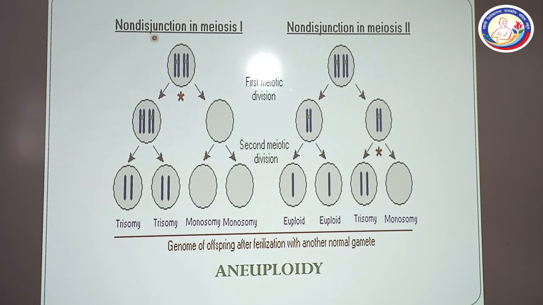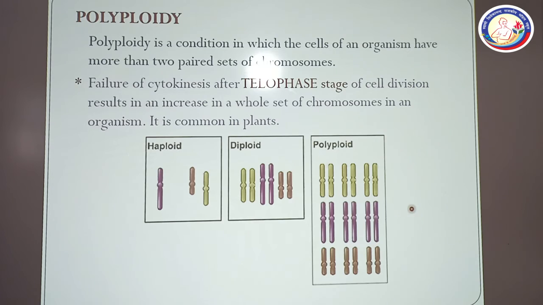Aneuploidy: non-disjunction in meiosis first and non-disjunction in meiosis second. So what will you see? Non-disjunction in meiosis first will result in trisomy and monosomy, while non-disjunction in meiosis second will cause two euploid cells, one trisomy cell and one monosomy cell.